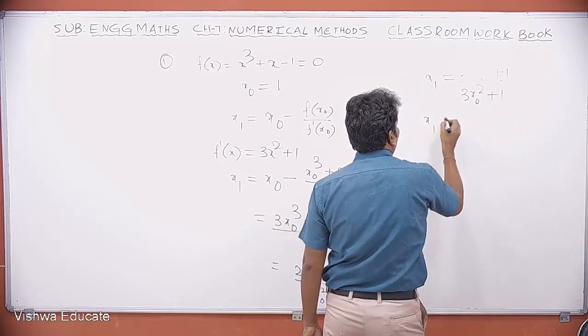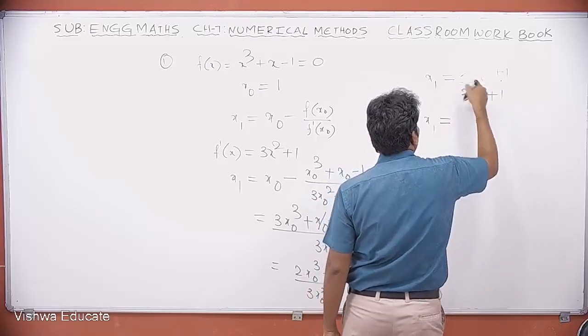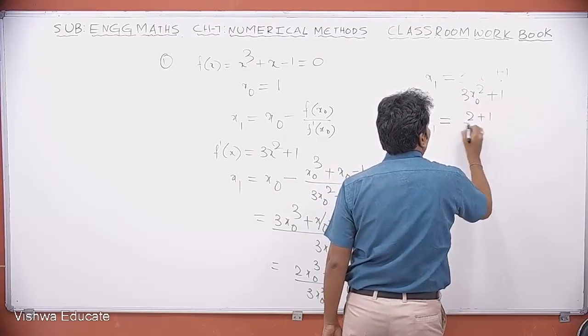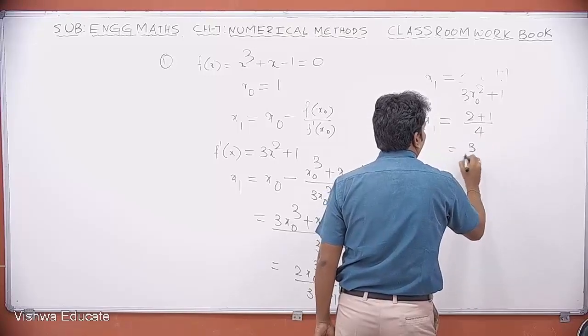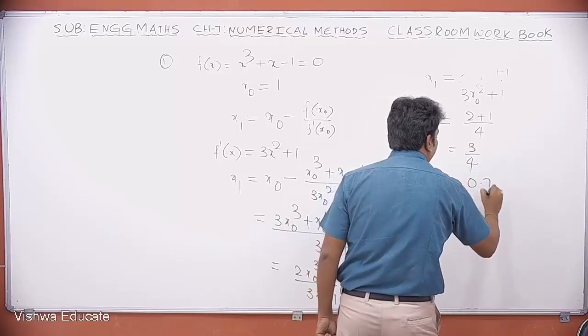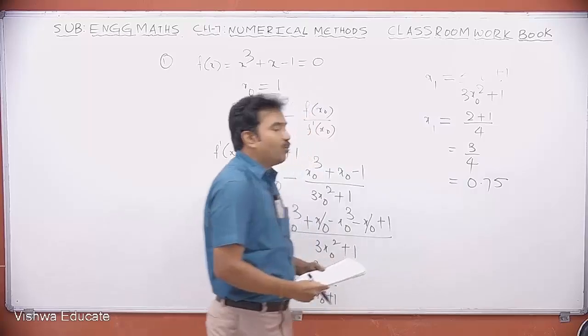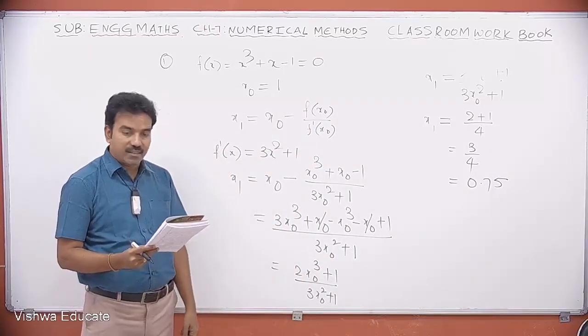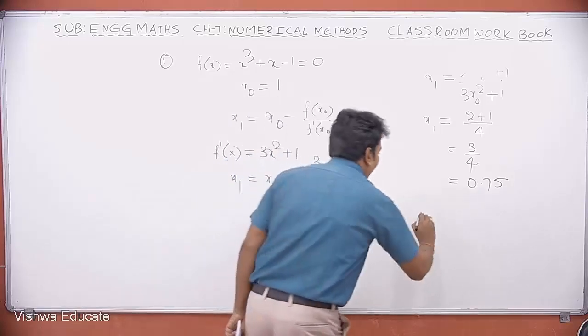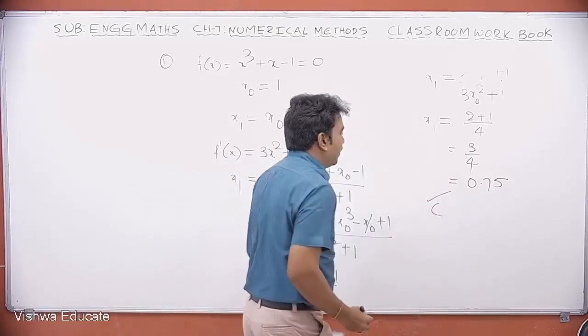Now here x naught is given as 1. So this is 2 plus 1 divided by 3 plus 1. This is 4. So 3 by 4, so it is 0.75. Therefore the value of x after the first iteration using the NR method is 0.75. So option C is right.